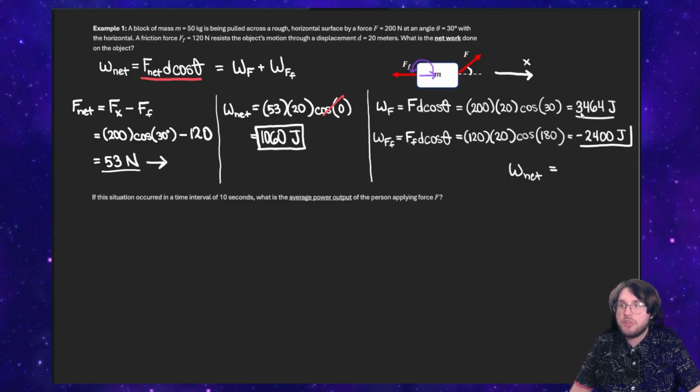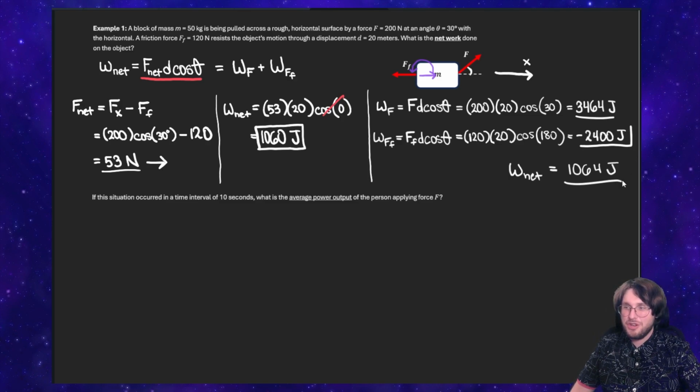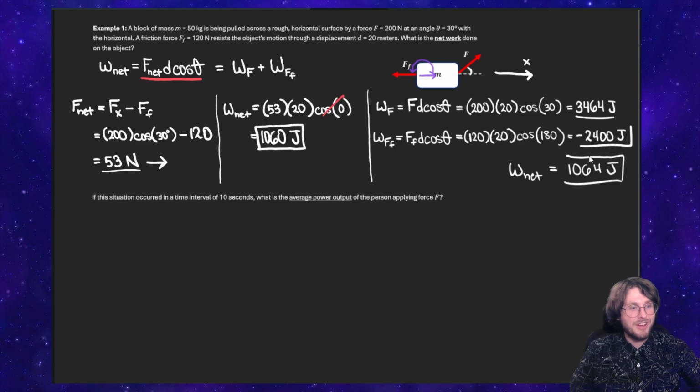So 3,464 minus 2,400 is going to be about 1,064 joules, which note is a little off from what we calculated over here. That's mostly due to me playing fast and loose with rounding. So do not worry about that. These numbers should equate to the same thing if you stick to a consistent system of rounding. So 2 different ways to solve for work. Just know that, again, you can always solve for the work done by an individual force if you're not necessarily looking for the net work. That's an important distinction to make that you should pick out in the wording of a problem.